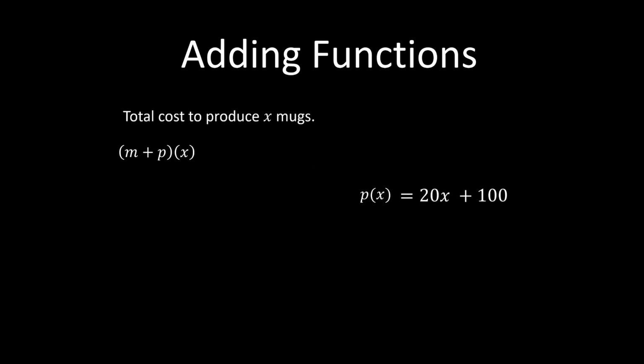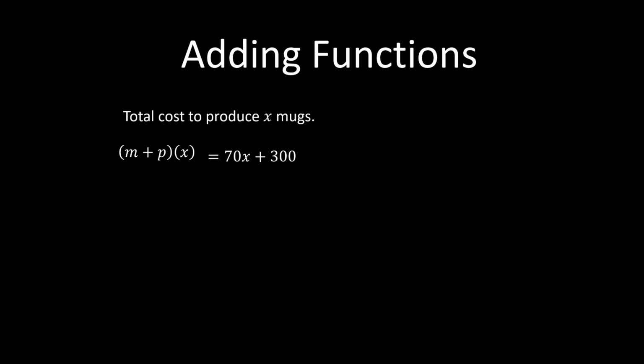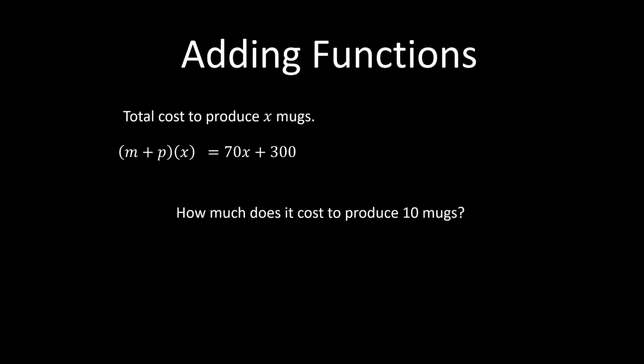Substitution of the functions and simplification of the expression gives us the expression of the sum. So, how much does it cost to produce 10 mugs? If you use the expression of the sum by substituting x equals 10, then the sum computation gives us 1000.